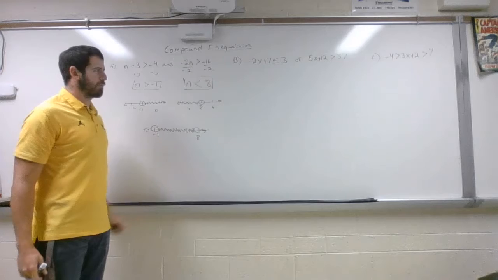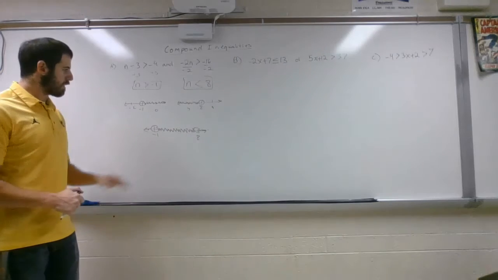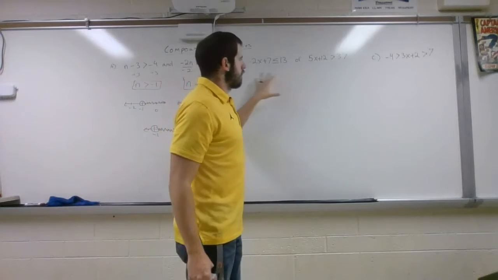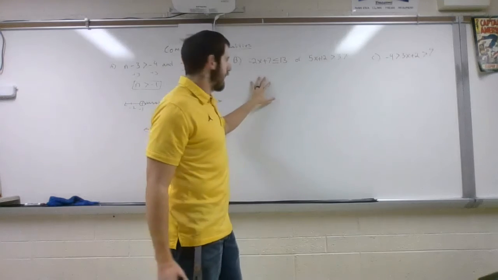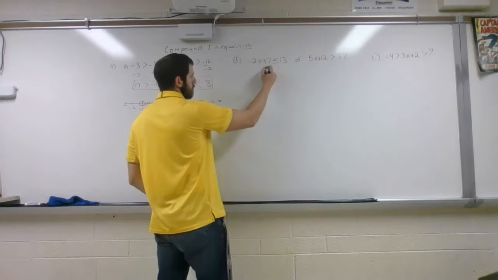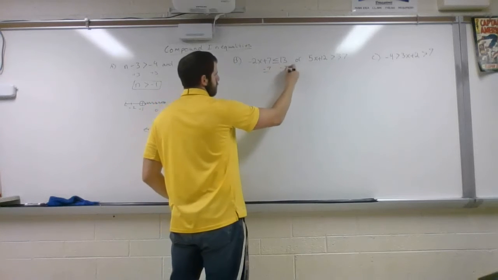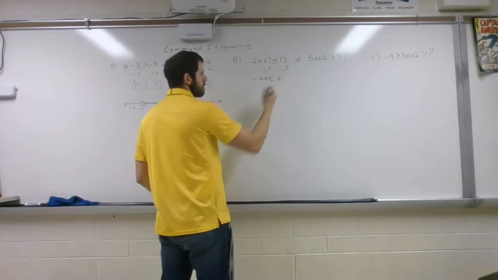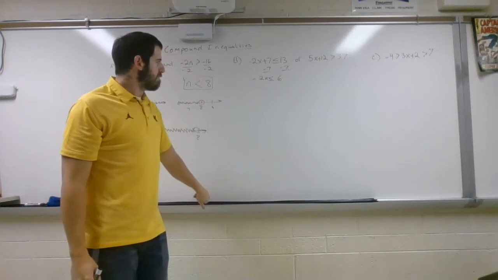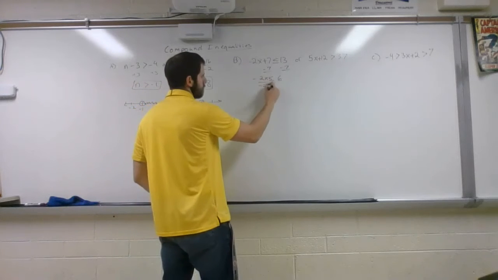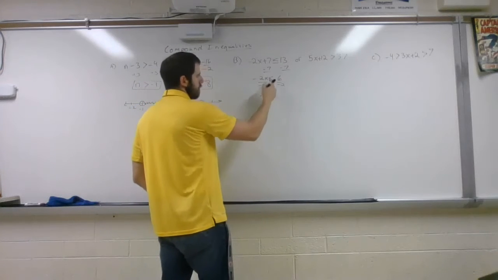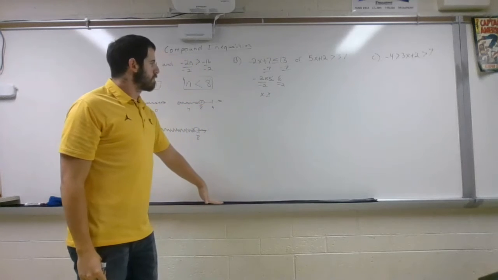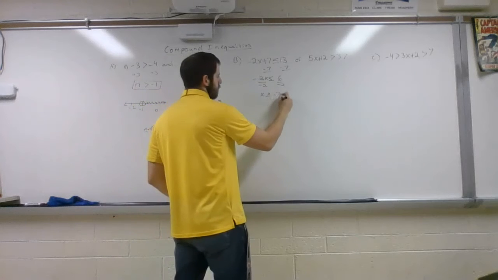Okay, maybe we'll do one graph instead of two on the last one. Pause if you need to. B, a little bit more difficult. It's just two steps for each of these. It's nothing bad. So solve the two-step inequality. Subtract the 7. We get -2x is less than or equal to 6. And then we'll divide by that -2. Flip the inequality to a greater than or equal to. And then we divide and get a -3.